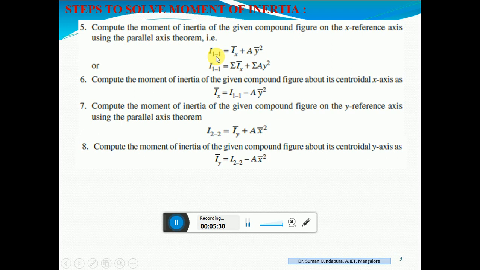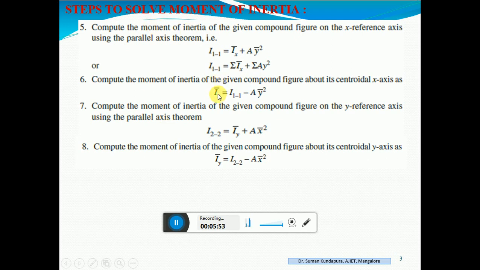Then this you will be resubstituting over here and finding out what is Ix bar. Substitute this value in this equation and find out what is Ix bar for the entire figure, using the entire figure's y bar distance for the total figure.